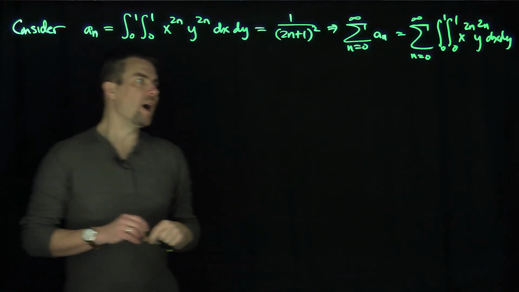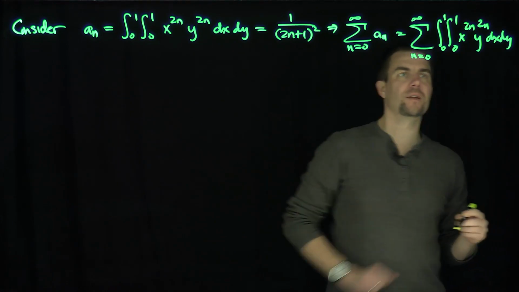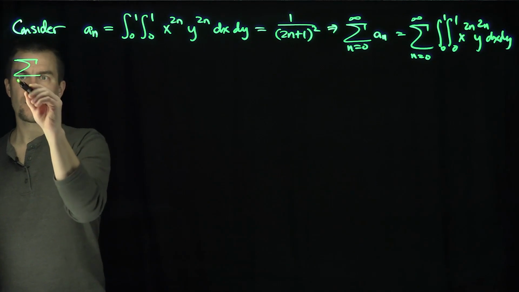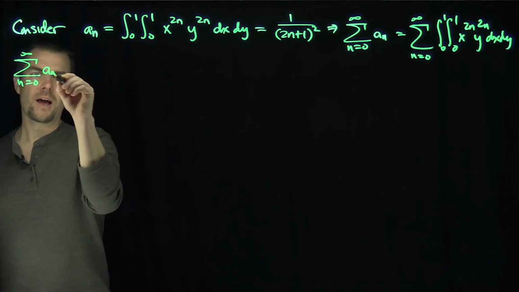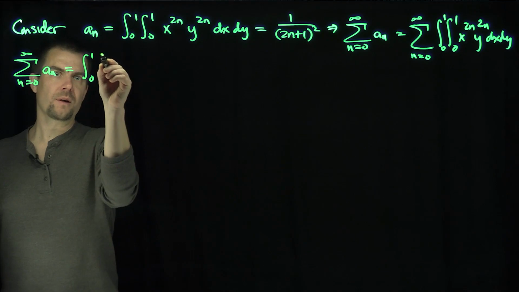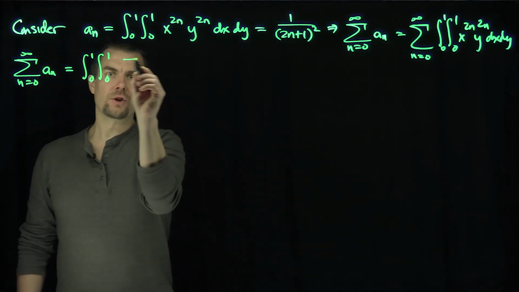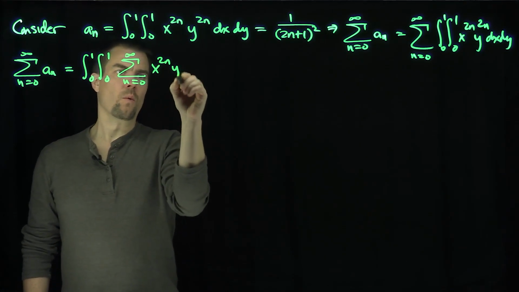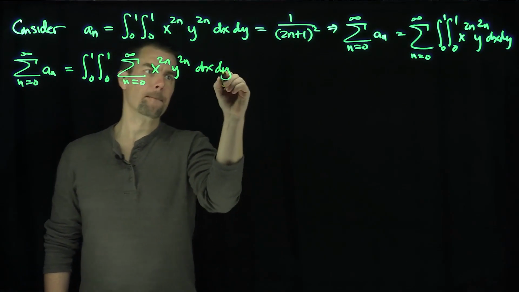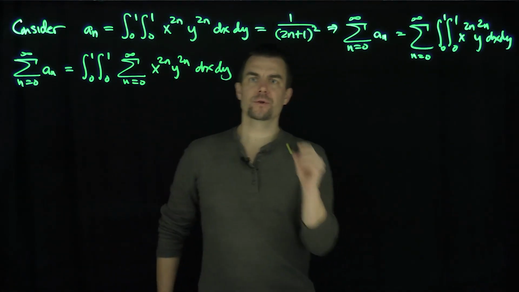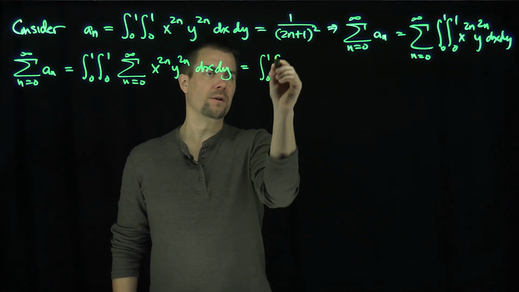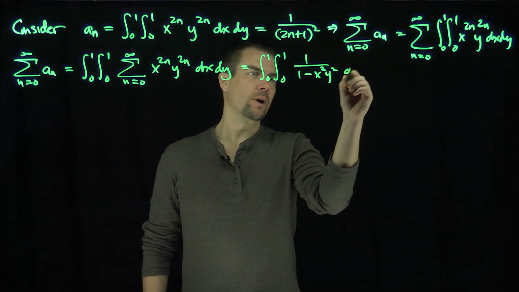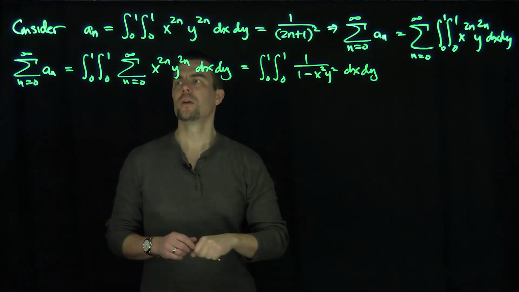Now what I'm going to do is observe that if I put this summation inside the integral, what I get is the following. Our summation, n goes from 0 to infinity of a_n, is equal to the integral from 0 to 1, the integral from 0 to 1 of the summation, n goes from 0 to infinity of x^(2n) y^(2n), dx dy. And now this is a geometric progression, so this becomes the integral from 0 to 1, the integral from 0 to 1 of 1 over 1 minus x squared y squared, dx dy.